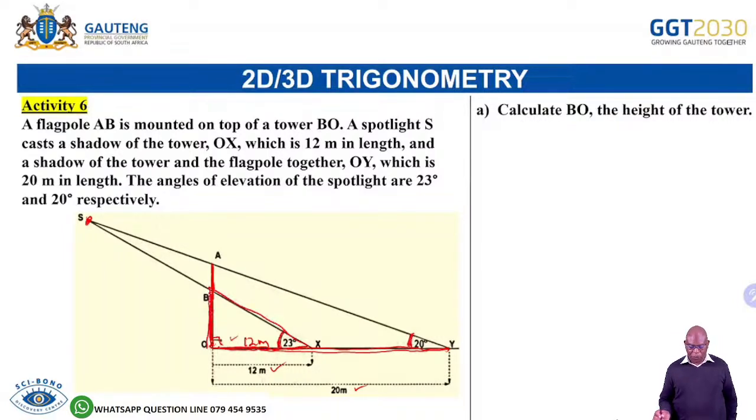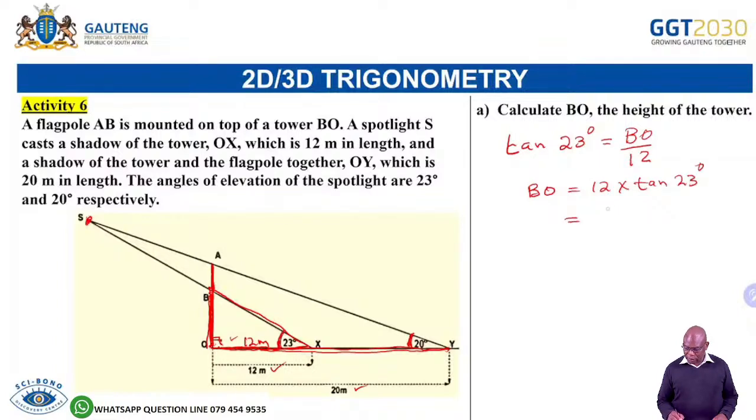How am I going to get BO? Which ratio will I use? Tangent. Oh, today is the day of tangents. So we're going to use tangent of 23 degrees equals opposite BO all over adjacent, which is 12 meters. So cross multiply, BO will be 12 times tangent of 23 degrees. Then BO will give us 5.09. That is the length of that line. So it's 5.09. Okay. All right.